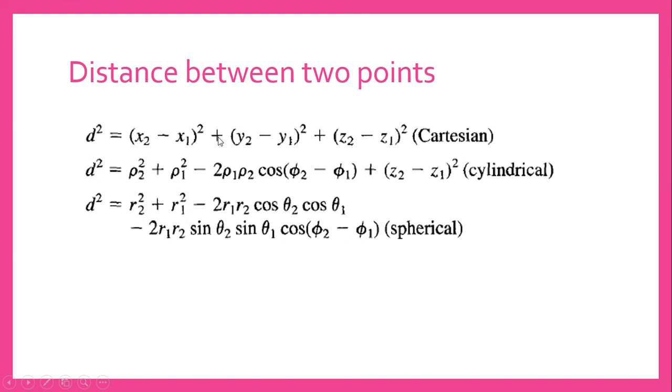And the distance between any two points can be found for the three coordinate systems. For Cartesian, it is x2 minus x1 the whole square plus y2 minus y1 the whole square plus z2 minus z1 the whole square. For the cylindrical system, it is rho2 square plus rho1 square, where rho is the radius, minus 2 rho1 rho2 cos of phi2 minus phi1, plus the other term, z2 minus z1 the whole square. For the spherical system, it is r2 square plus r1 square minus 2 r1 r2 cos theta2 cos theta1 minus 2 r1 r2 sin theta2 sin theta1 cos of phi2 minus phi1.